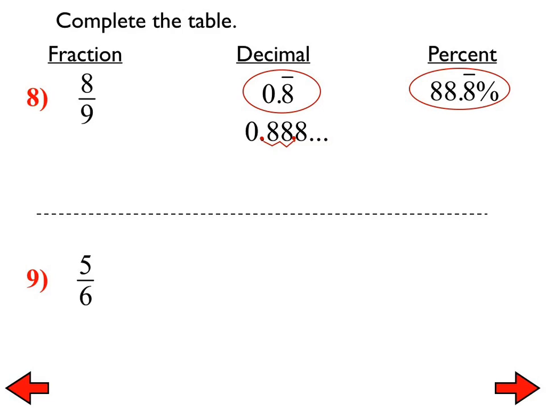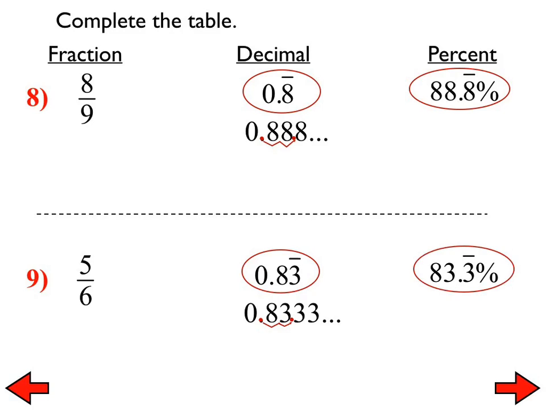Number 9 was 5/6. Top number divided by bottom number gives us 0.83 with a bar only over the 3, because it is only the 3 that is repeating. That means 0.8333333333, and then we either multiply by 100 or move the decimal twice, and you can clearly see that that will then be 83.3 repeating percent. Any questions on those two?